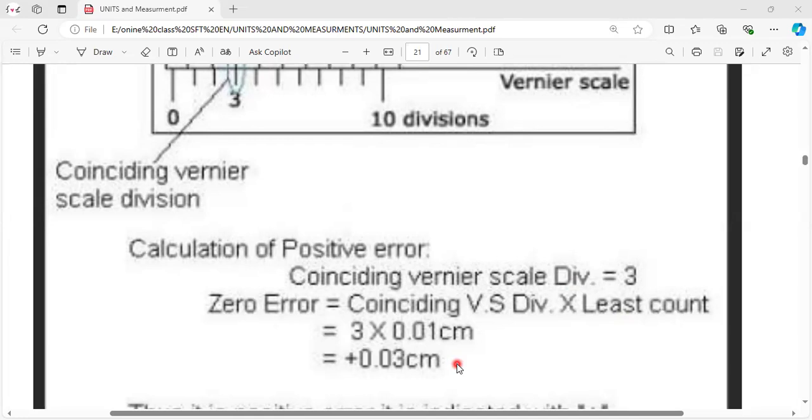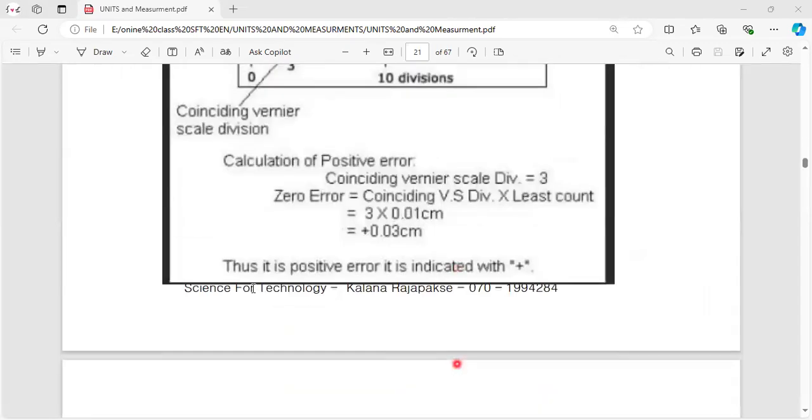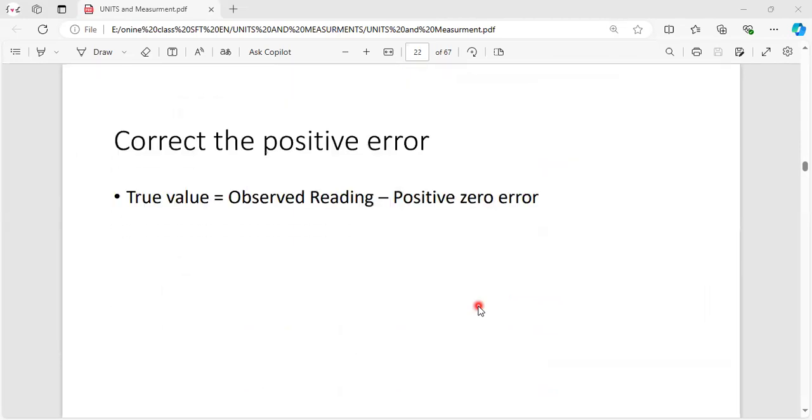so 0.03 centimeters. Okay. So I just take in the previous one, I just take the millimeter reading, right? And you can say thus it is a positive error. It is indicated with a plus sign, right? So how to correct the positive error? True value or true reading is going to be the observed reading minus positive error.